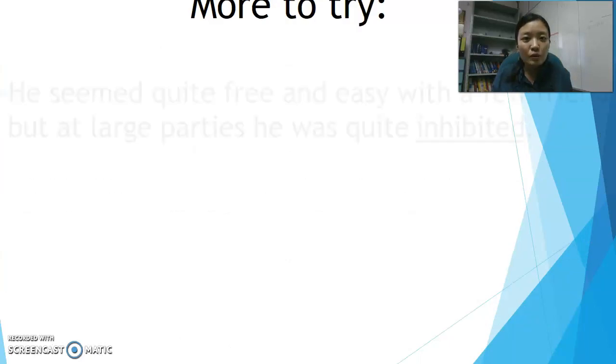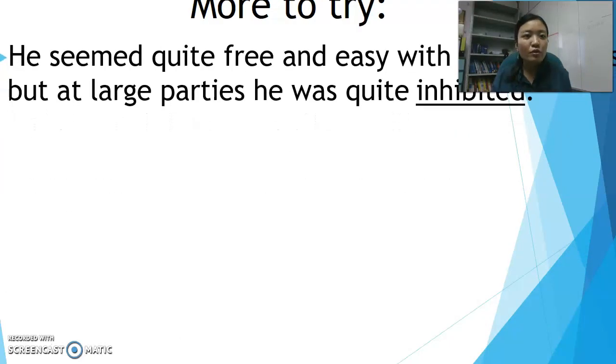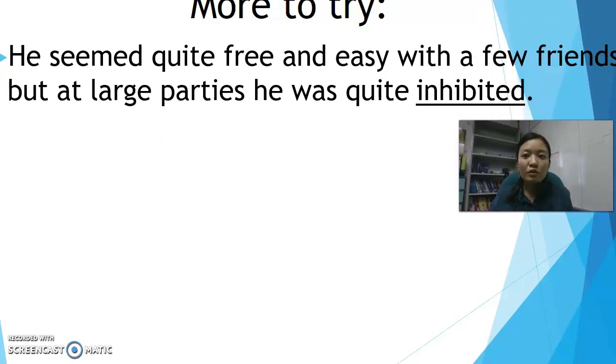Okay, some more for you to try. This one you can try on your own. He seemed quite free and easy with a few friends, but at large parties, he was quite inhibited. So here, free and easy, but at large parties. What does the word but mean? It's showing you the opposite of being free and easy, meaning that at large parties, he wasn't as free and easy as he was. So inhibited is the opposite of free and easy.